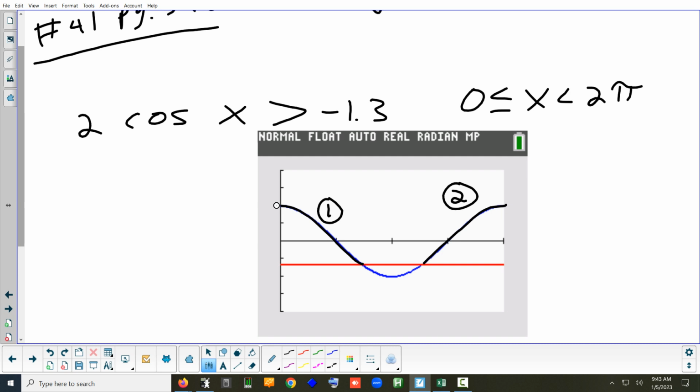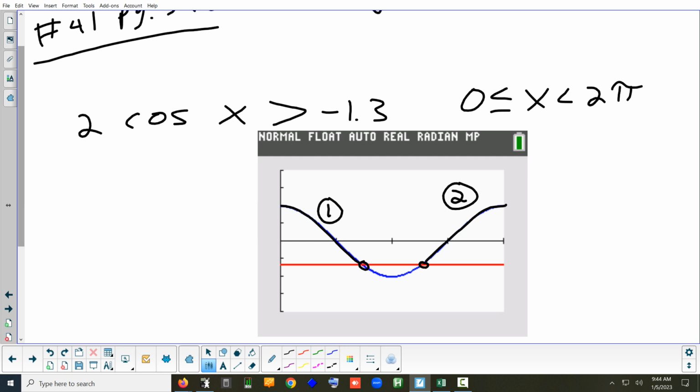Now, let's think about the endpoints of these black segments I just traced. Does it say we have to be above the red line, or does it say above or equal to the red line? Above. It says above. It does not say equal. So that's an open circle. Same thing here. It's above the red line, not equal to the red line.